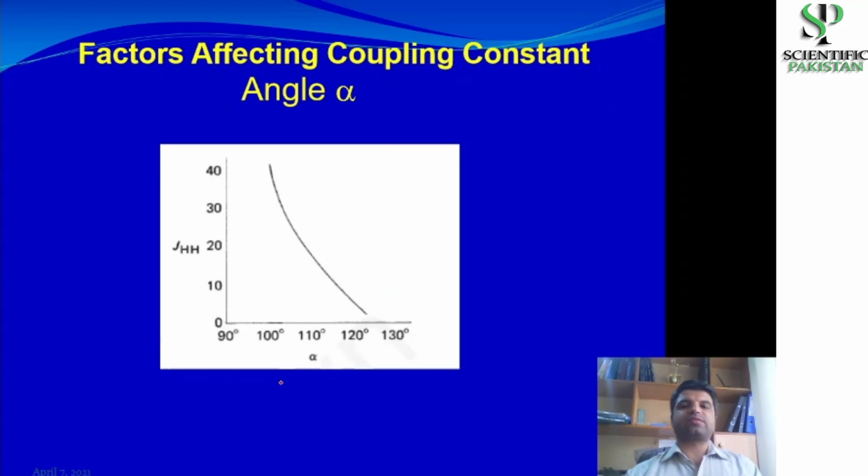Now, what are the different factors that may affect the coupling constant value? So there are two major factors. One is the angle alpha, which is in a case when you have geminal coupling like this. So the angle between these two is the angle alpha, and from this graph you can see that as the angle increases, the coupling constant value decreases. So the information sharing decreases when the angle between these two protons increases.